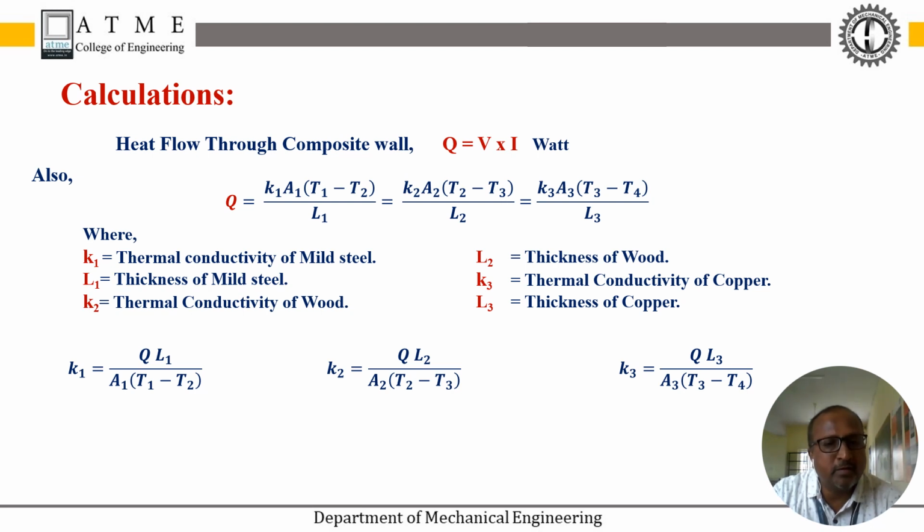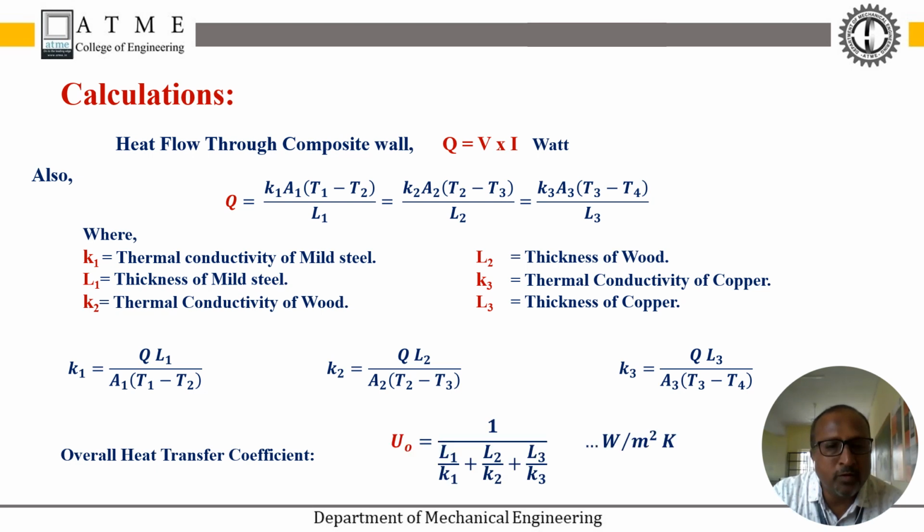So once we find out K1, K2, K3 using this Fourier equation, we are going to find out the overall heat transfer coefficient, which is given by U naught, which is equal to 1 divided by (L1 by K1 plus L2 by K2 plus L3 by K3). This formula again, we know how we got it in our theory classes, where we derived it from the basic equations.